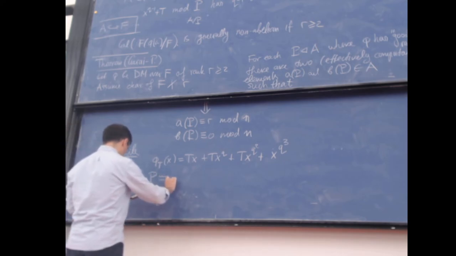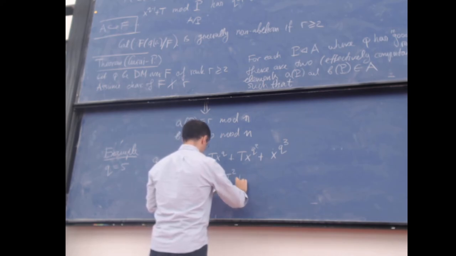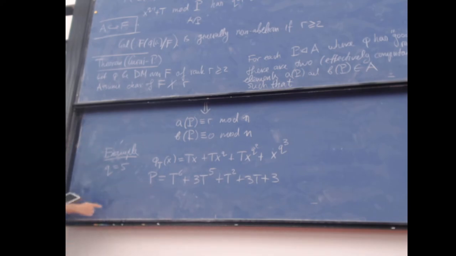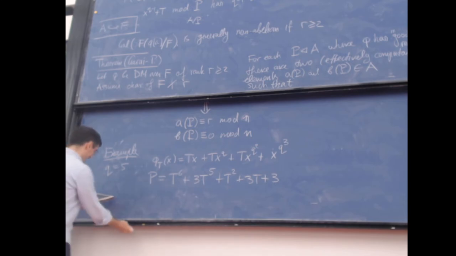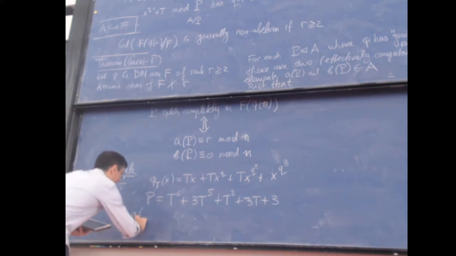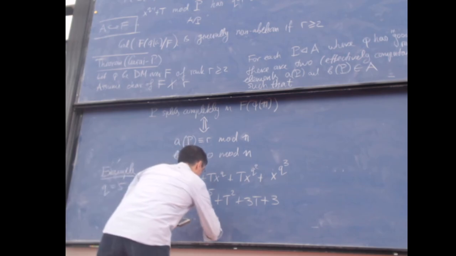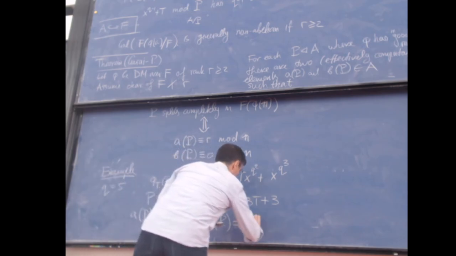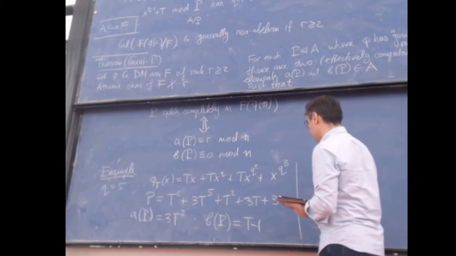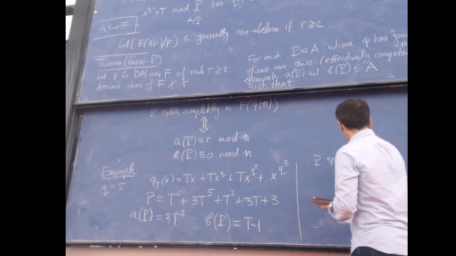And then you take this p to be this polynomial. I will leave it to you to check that this is actually irreducible in F_5[T]. This is, of course, done on a computer, but it is computable that a_p is 3T squared, and b_p is T minus 1. So it means that p splits completely.